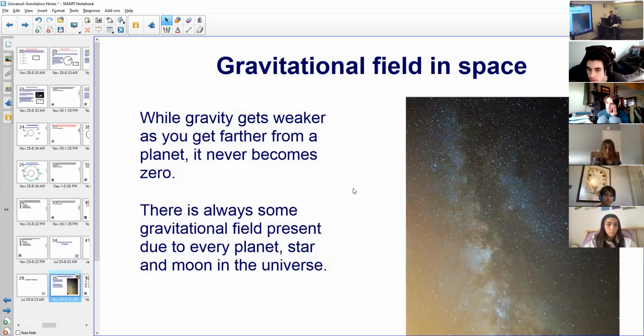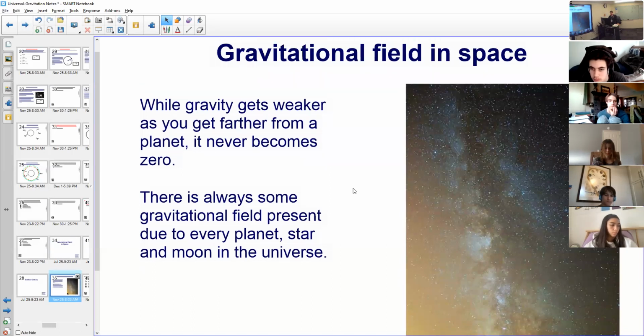Someone in class, can I get you to read this slide for us? While gravity gets weaker as you get farther from the planet, it never becomes zero. There's always some gravitational field present due to every planet, star, and moon in the universe. So we're not just being pulled in by the Earth. We're being attracted gravitationally by all kinds of planets and suns and stars. But the only one we really feel because of the great distance between us and other things is the Earth.